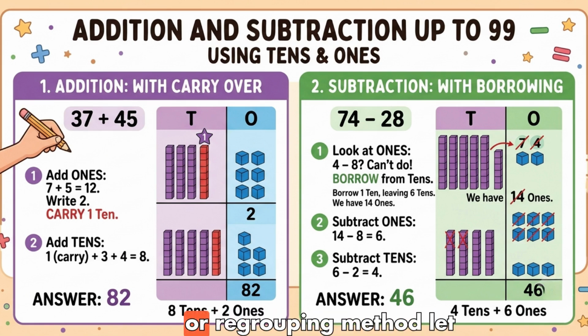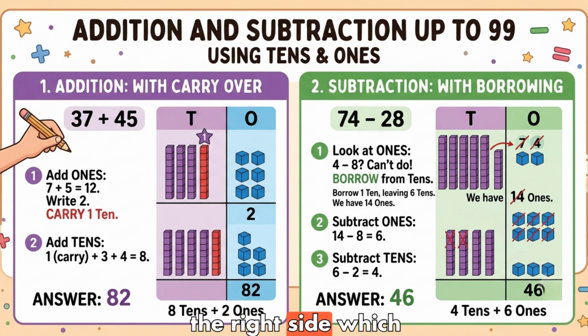Subtraction using the borrowing or regrouping method. Let us solve 62 minus 47. First, you write it down vertically. Again, always start on the right side, which is the ones column. Second, you subtract the ones. You cannot take 7 away from 2 because 2 is smaller than 7. You must borrow from the tens column.